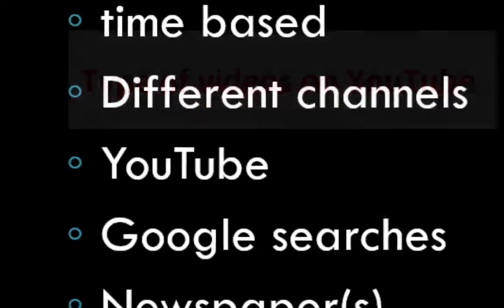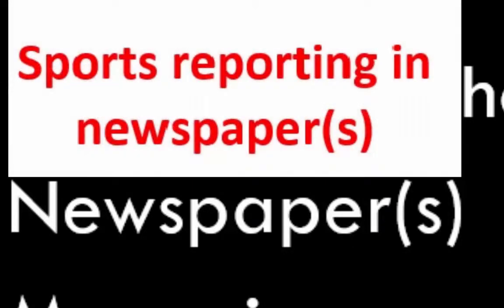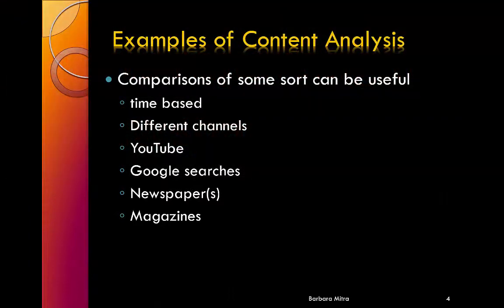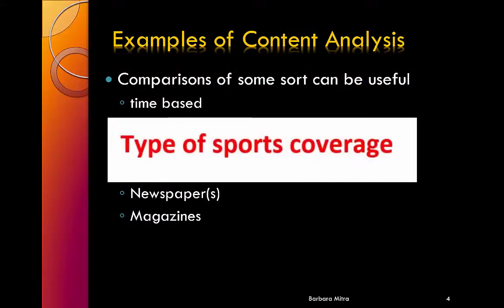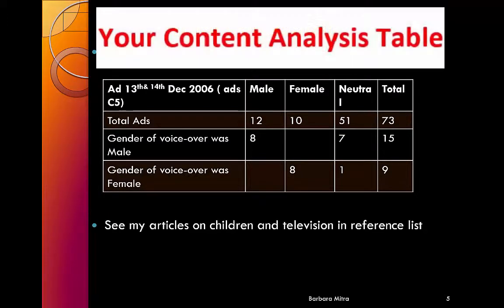Equally, you could look at newspapers, you could look at the sport in a newspaper, or you could even look at the gender of the sports writers in a newspaper, or indeed the kind of coverage that's in a particular newspaper. So, once you've done your counting, your content analysis, you're going to come up with some kind of table.